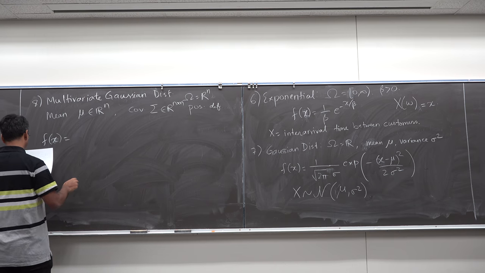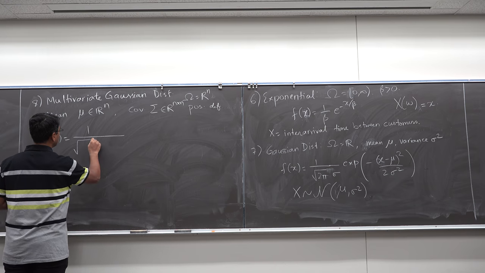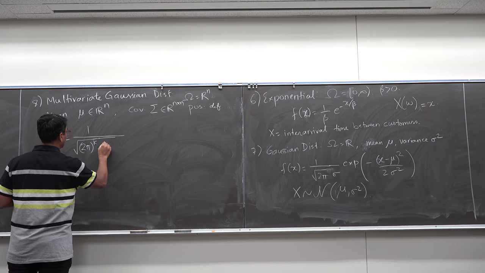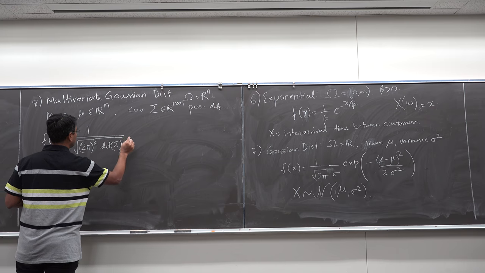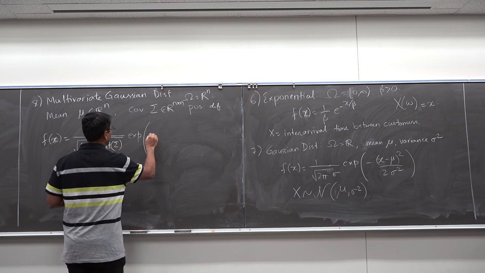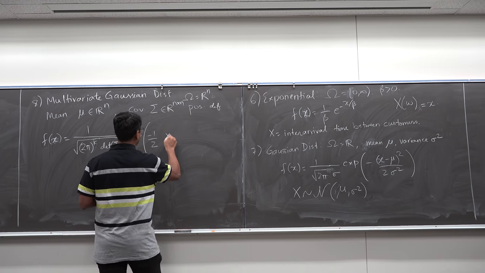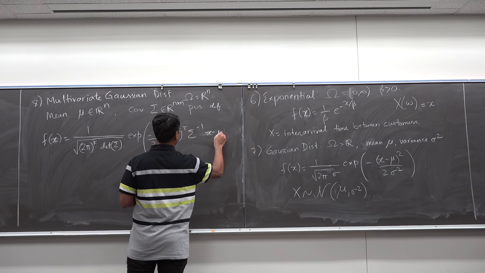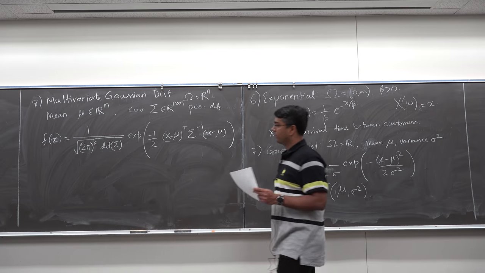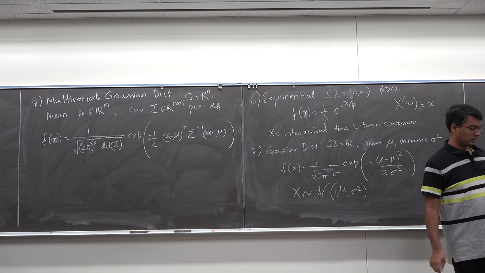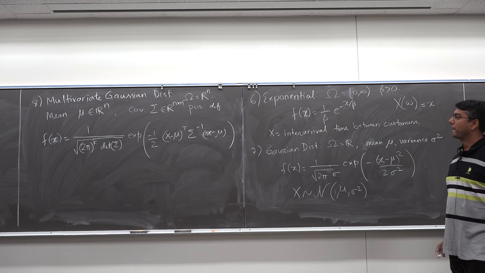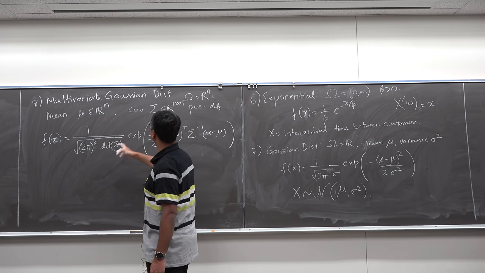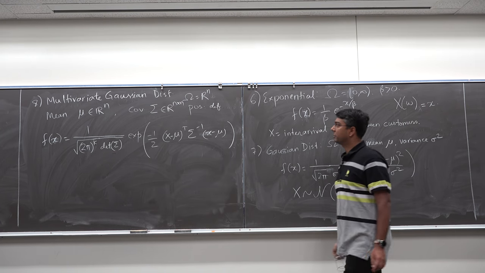The probability density function here is given by, and you don't need to remember this, 1 over 2 pi raised to k over 2, determinant of sigma to the half, exp of minus 1 over 2, x minus mu transpose sigma inverse x minus mu. Because we need the sigma inverse here and we need the determinant of sigma in the denominator, we want sigma to be a positive definite matrix.